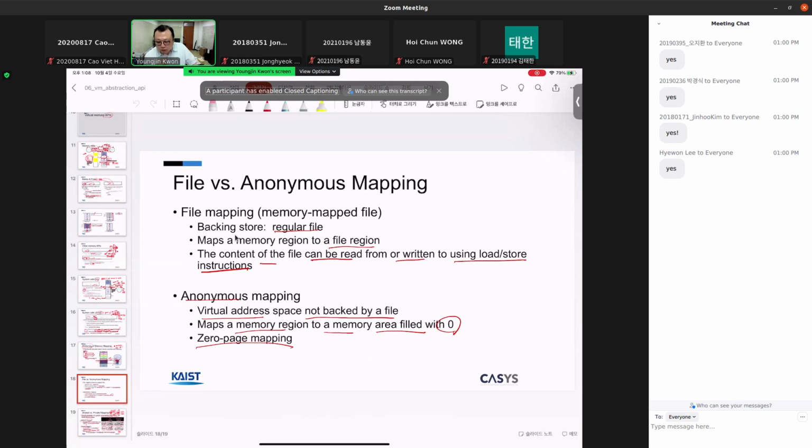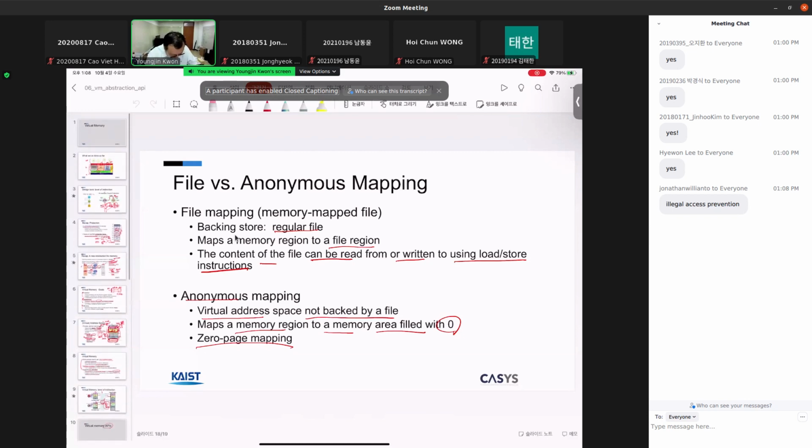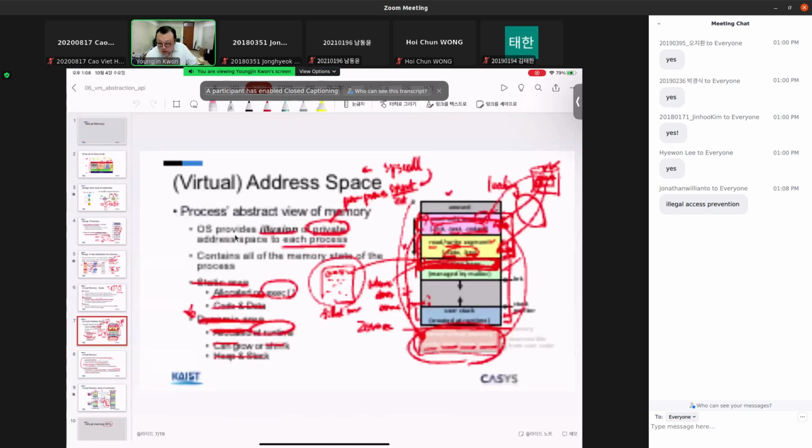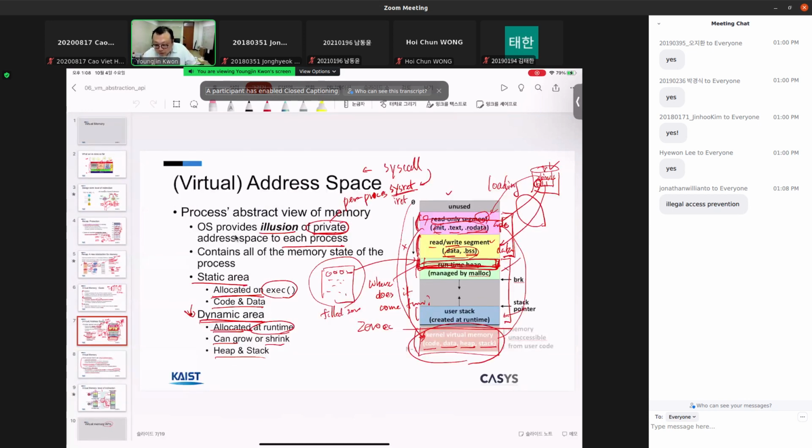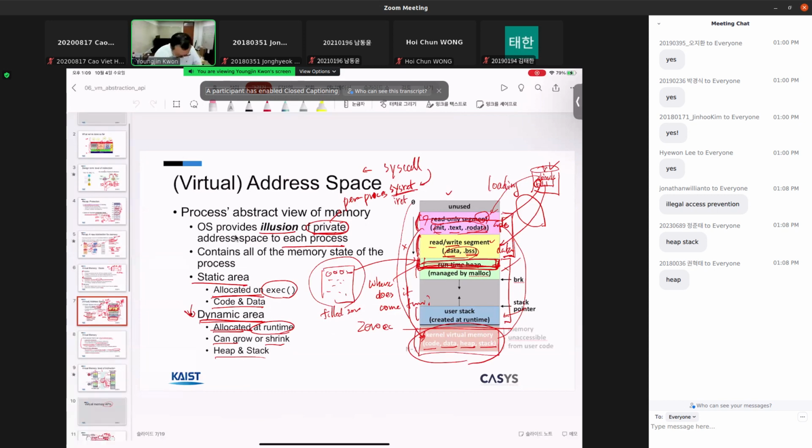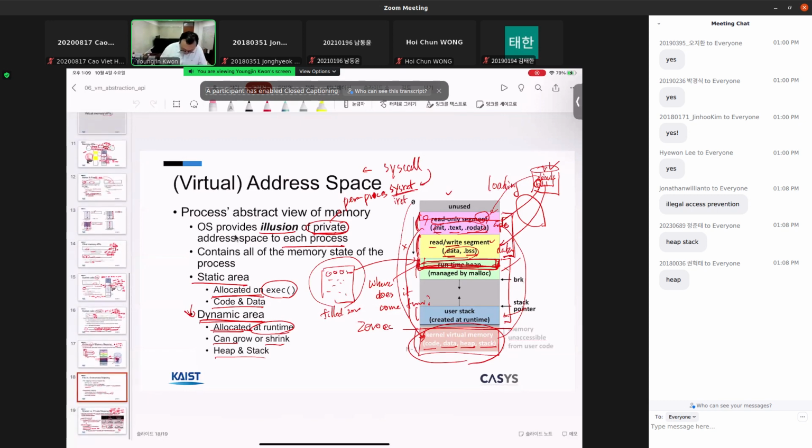What region is used for anonymous memory in a process address space? Two: heap and stack. And the text region and data region are file backed, because the original binary has the content of the code section and data section. That is the anonymous memory mapping.